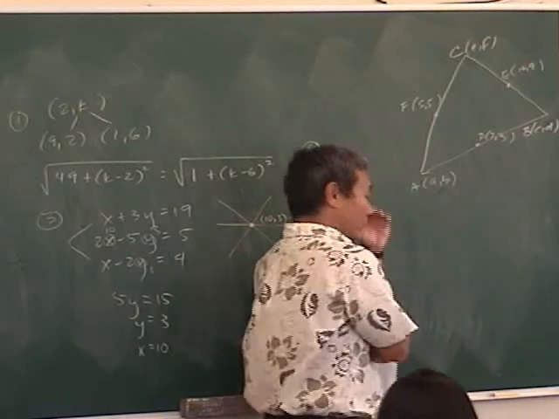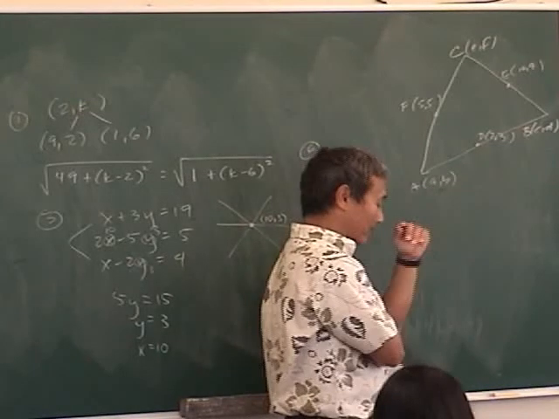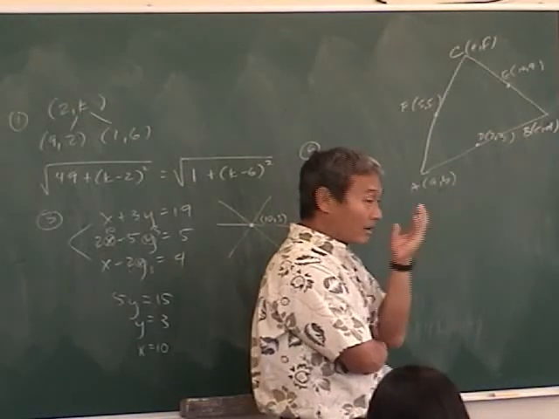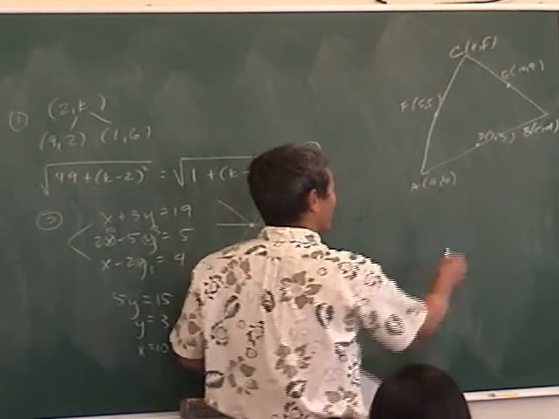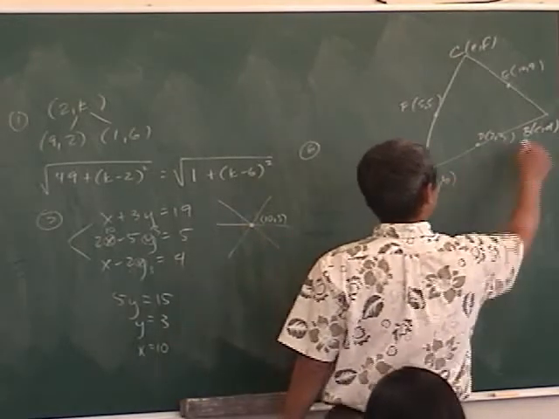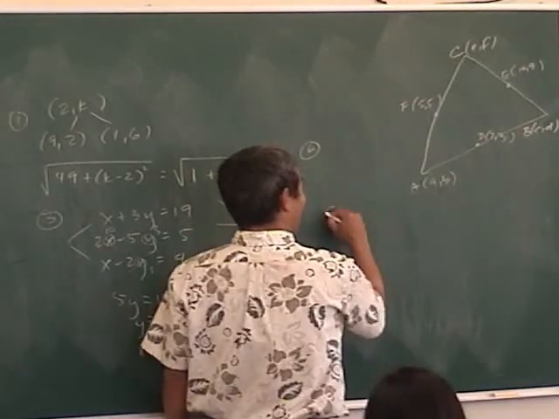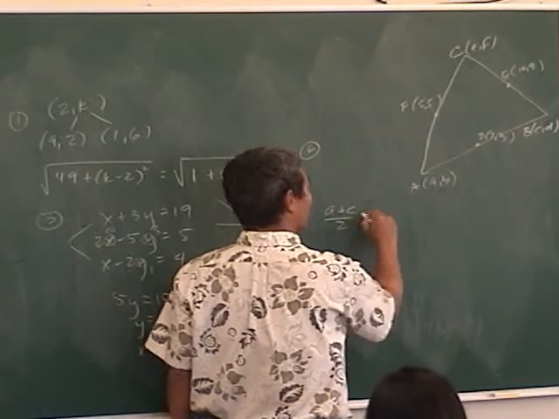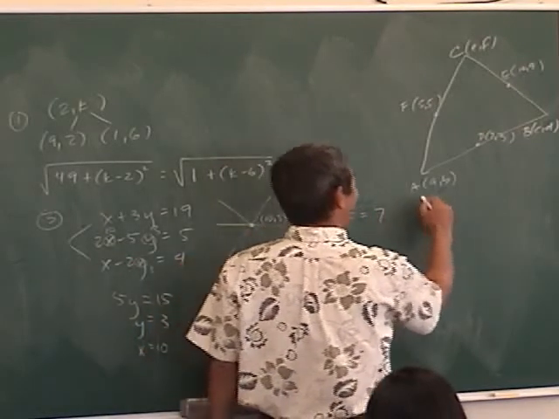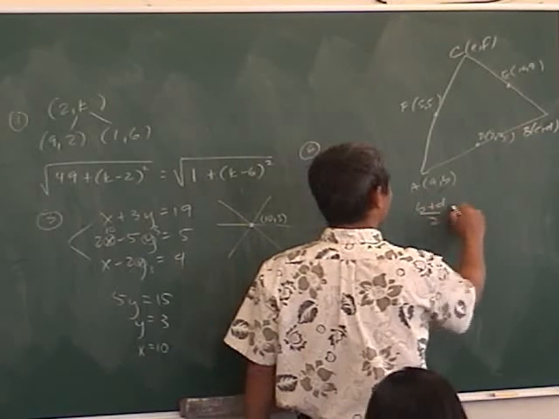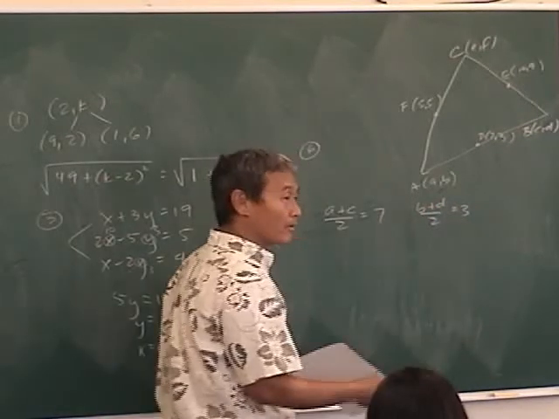Okay, what do you think we're going to use in this problem since that's the midpoint? We're going to use the midpoint formula. That's all you do. So, how do you find the midpoint between points A and B? A plus C over 2 is equal to 7, and B plus D over 2 equals 3, right? That's how you use the midpoint.